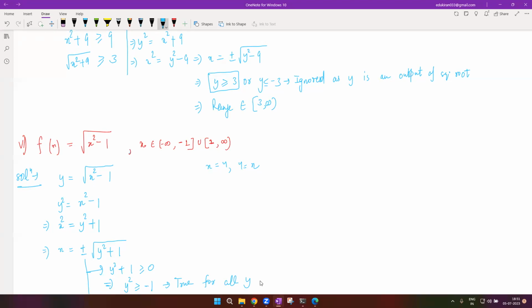So from here, you can take y any real number. But since you know that y is a result of the square root, so y will only take non-negative values. So the answer must be 0 to infinity. Y can take any value, any positive value, or rather non-negative value.